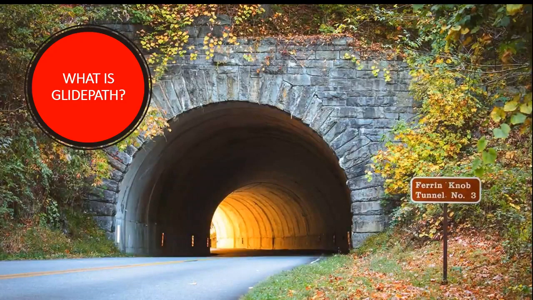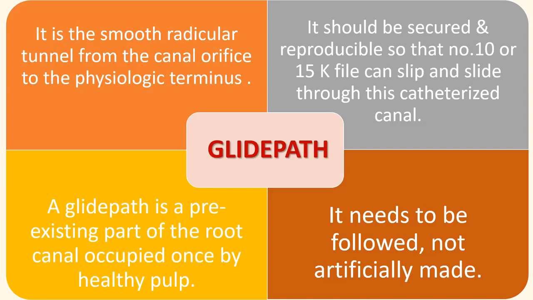What is a glide path? It is the smooth radicular tunnel from the canal orifice to the physiologic terminus. It should be secured and reproducible so that a number 10 or 15 K file can slip and slide through this catheterized canal. A glide path is a pre-existing part of the root canal once occupied by a healthy pulp. It needs to be followed, not artificially made.